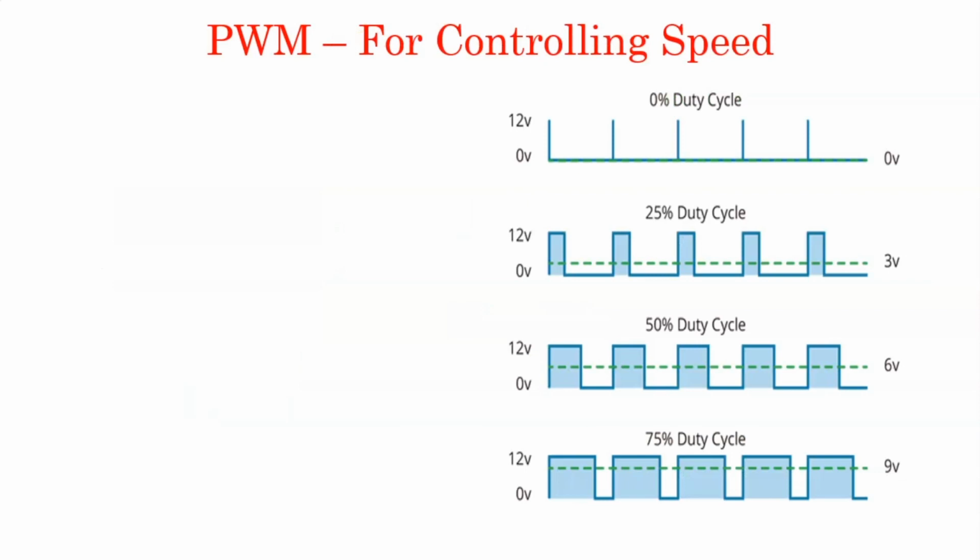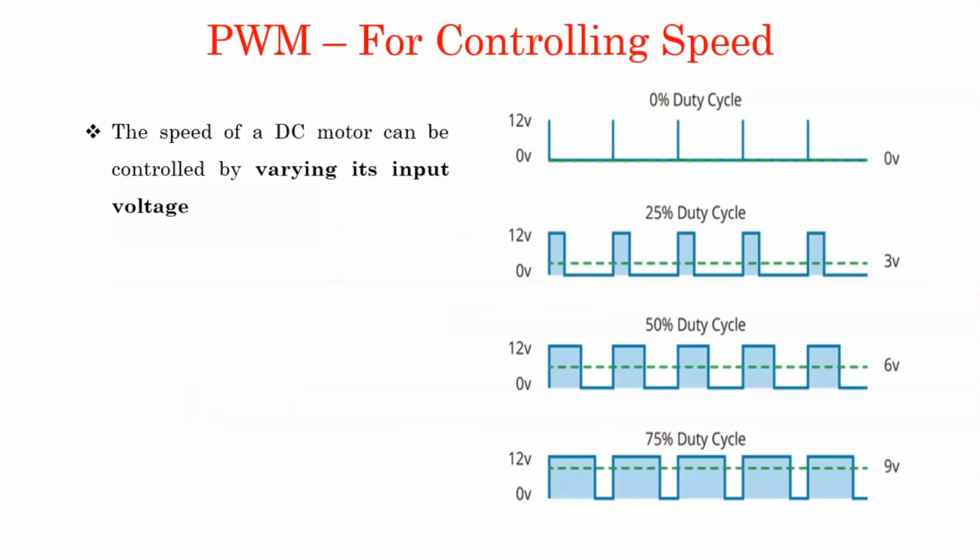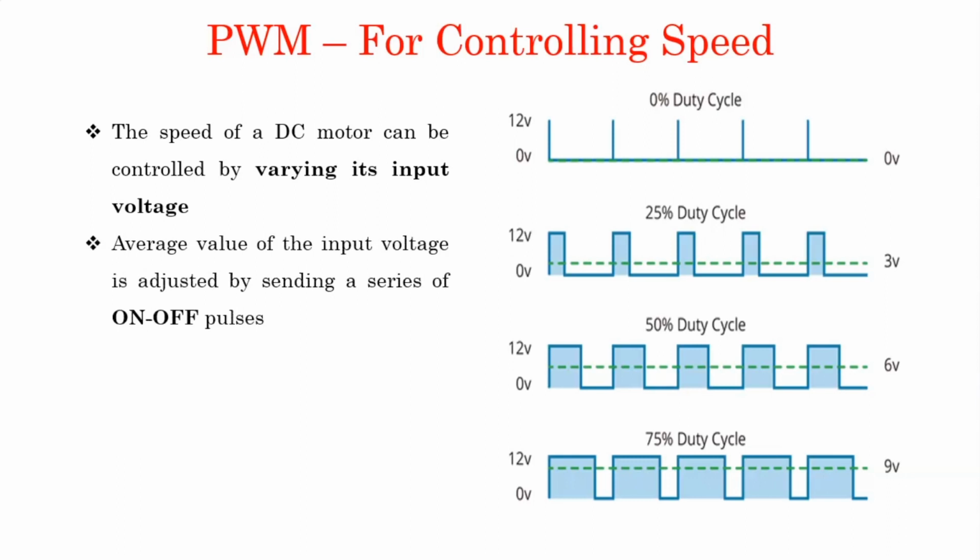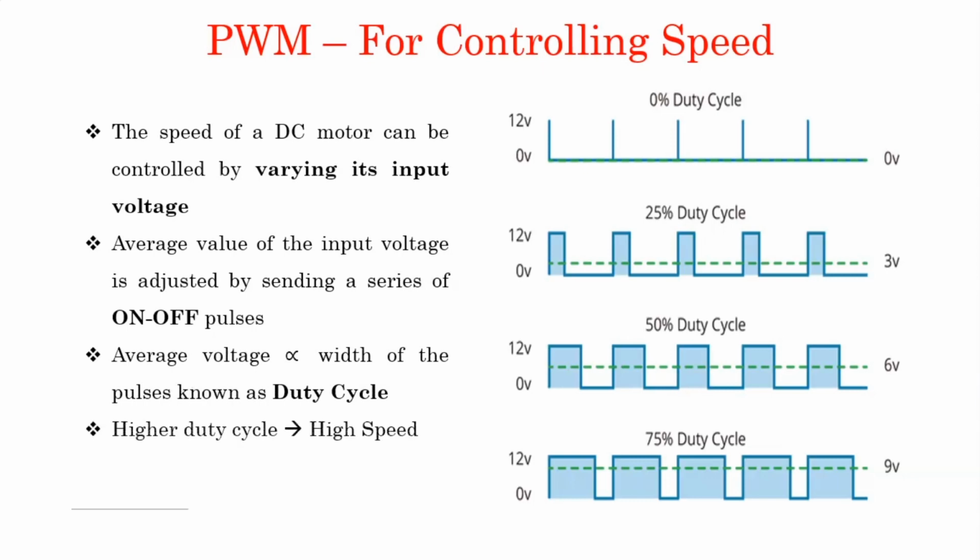Speed can be varied by varying its input voltage, but it is impossible to do it in a moving bot. That's why we use the PWM technique, in which we send a series of on-off pulses called duty cycle to control the average input voltage. So a higher duty cycle means higher speed and a lower duty cycle means lower speed.